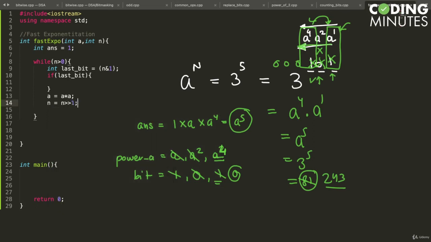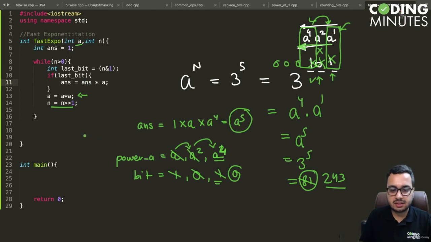So every time we are discarding one bit from the right, so we are doing n equal to n right shift 1, and initially a is equal to a, so this is a, then it becomes a into a square, and it becomes a square into a square, that is a4. So this is actually multiplying the previous powers. So if the last bit is set, then what we need to do, we need to multiply our answer with whatever answer we have multiplied with the current power of a. Okay, so that may be a, that may be a4, whatever it may be, but we know that this a contains the right power. So from here what we can do, we can return our answer, and we are done.